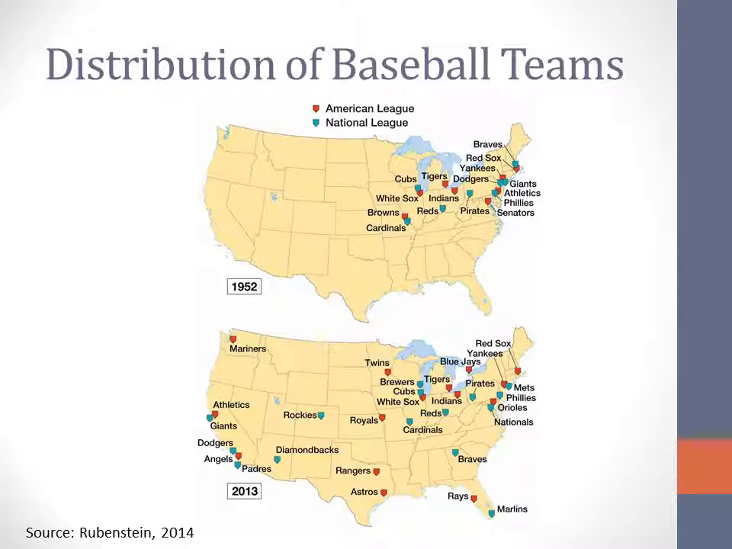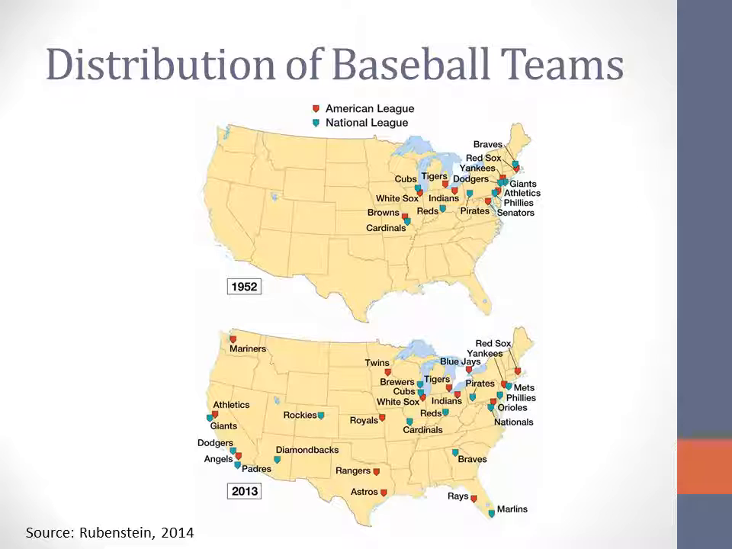These maps show the distribution of professional baseball teams in the United States in 1952 and 2013. On the top map, which represents 1952, the teams are clustered in the Northeast and Upper Midwest regions, where most of the population was concentrated at that time. So it's interesting. You look at this map and you see all the teams in the American and National Leagues. There are none in the South, and there were none in the West.